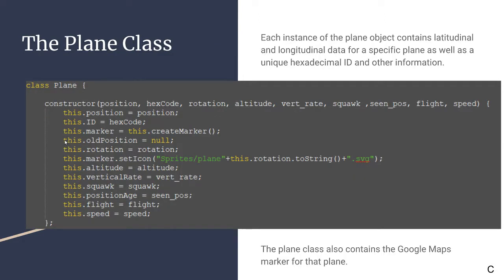Now the plane class contains details about a single plane. It contains positional data, so we can set the marker on the map, and a unique ID code to identify the plane. And the Google Maps marker is contained within the plane class, so we manipulate the plane class to manipulate the marker on the map. It's also worth mentioning that this class is used quite a lot to write the table at the bottom of the page as well, isn't it? Yeah.